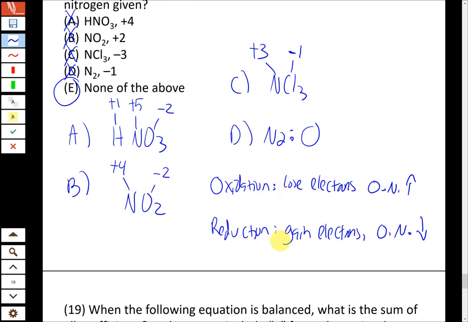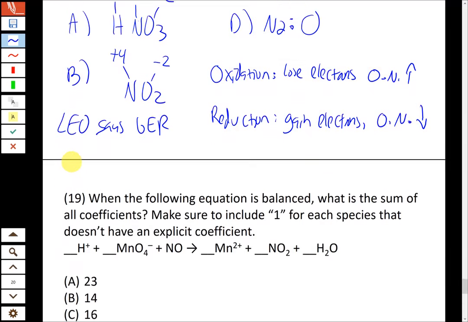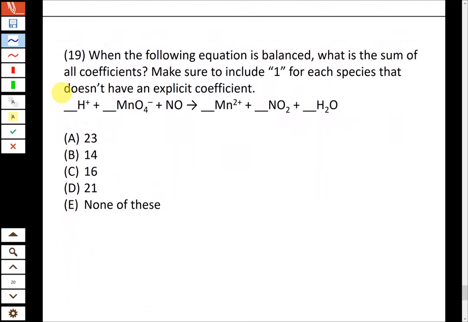So we learned that in class as LEO says GER, the sort of way to memorize it. So lose electrons, oxidation, gain electrons, reduction. And then in terms of the oxidation number, they get bigger for oxidation, smaller for reduction. Does that make sense? Okay, any other questions? All right, the last two are balancing redox equations, which, as I warned you about many times, there are going to be two of these on the exam, so let's go through them.